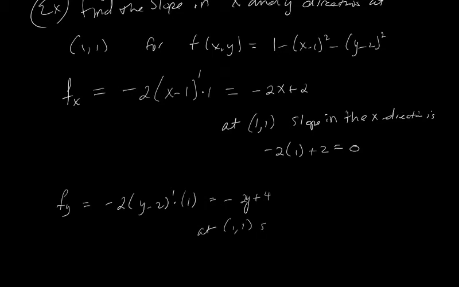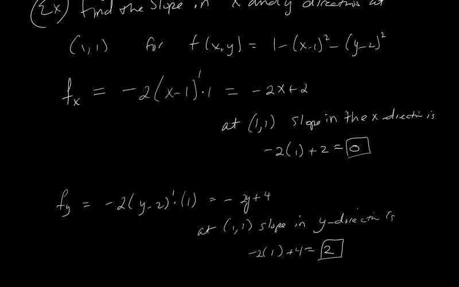So at the point (1, 1), the slope in the y direction is negative 2 times 1 plus 4, which is positive 2. So in the y direction, the slope is 2. And so if we continue to increase, that's the rate of change we would see at that instant.